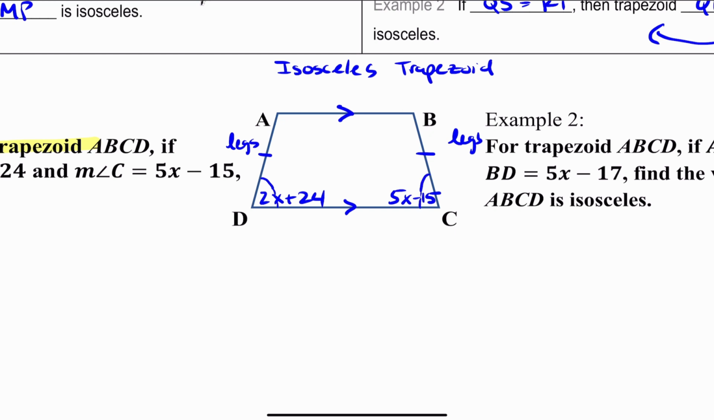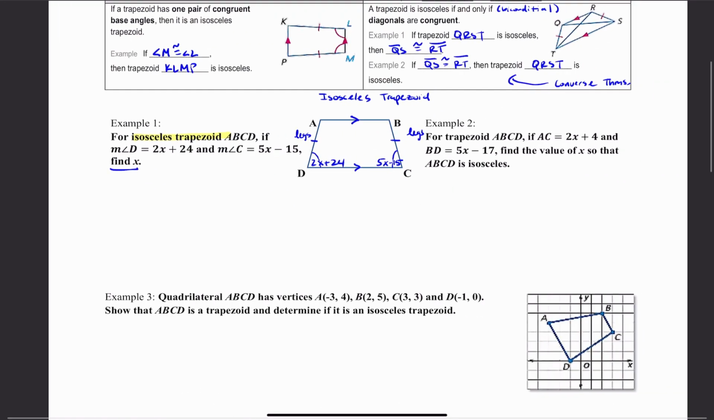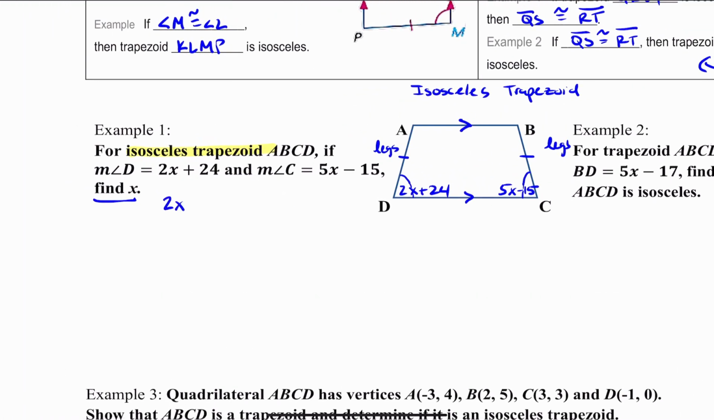That means that the angles opposite to those tick marks are congruent. So what do I do with these two expressions? Well, I'm going to set them equal to each other. So then I'm going to get 39 on the left-hand side, which is equal to 3x on the right-hand side. And if I divide, I get x equals 13.